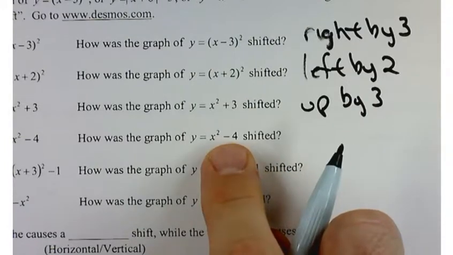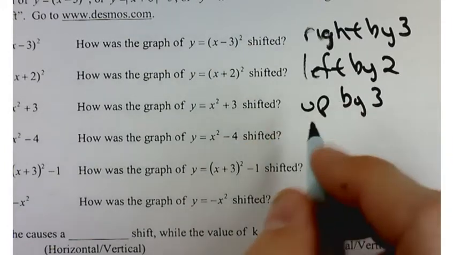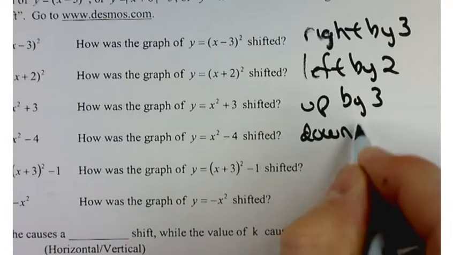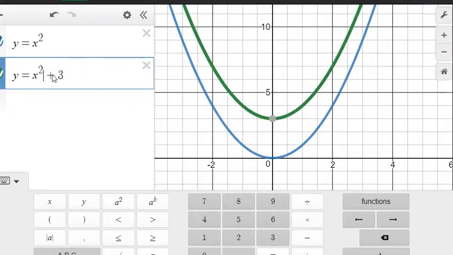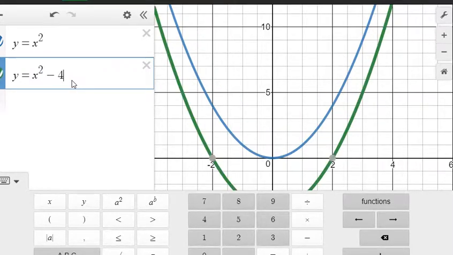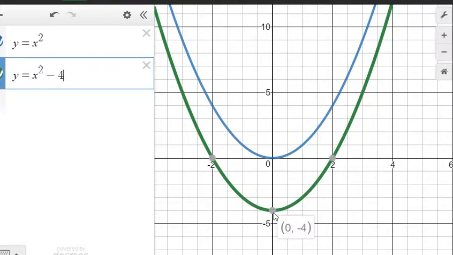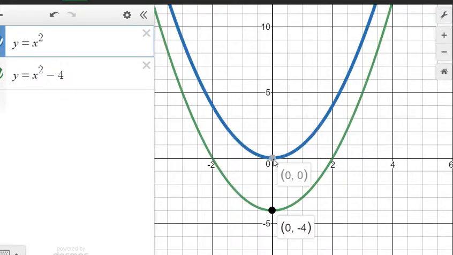A good prediction would be that this one would be shifted down by 4. And you can double check it on Desmos or your graphing calculator to see that you're right. It is going to be shifted down by 4. So let's just make that a minus 4. And boom. Shifted down by 4. Notice that the vertex is now at 0, negative 4, whereas before it was at 0, 0.